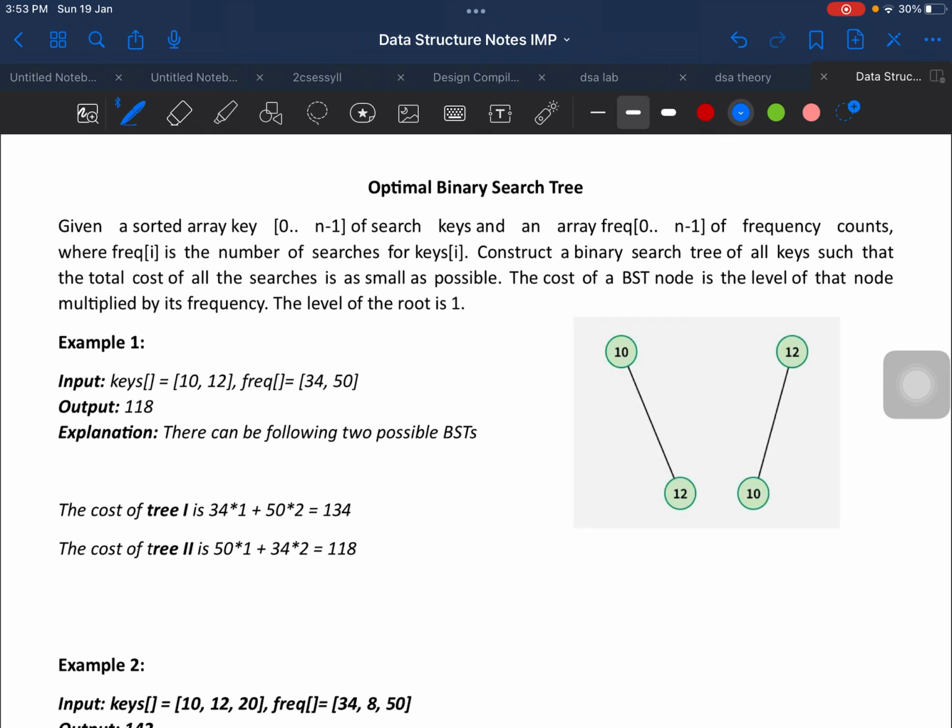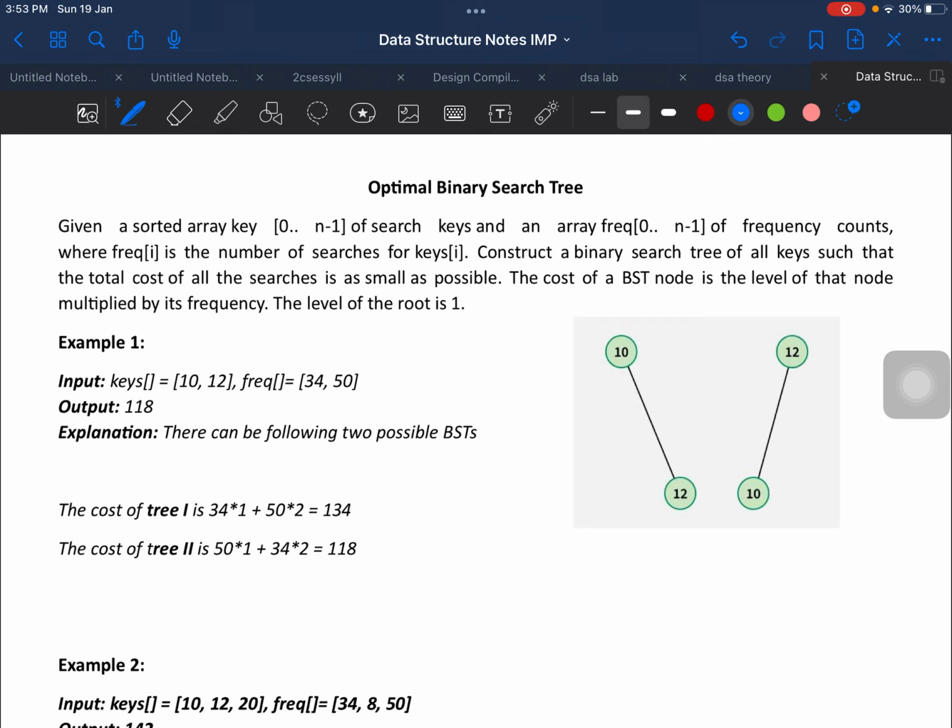So basically here we will get two arrays. One array is a key array. The key array contains the data, the node values, and there is one more array which is the frequency array. The frequency array is basically a frequency count, meaning how many times you want to search or access that key.